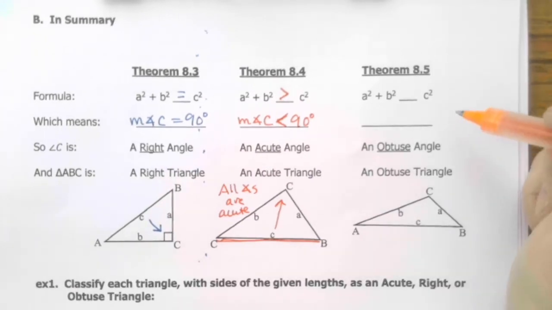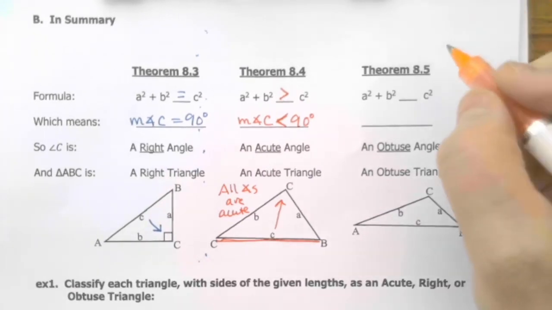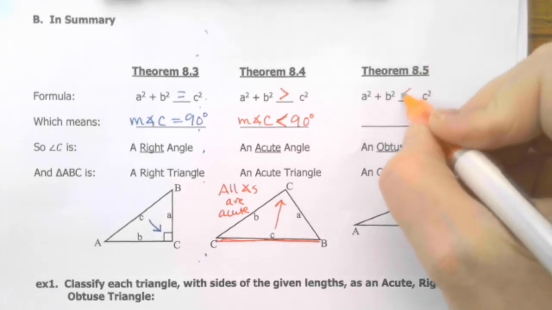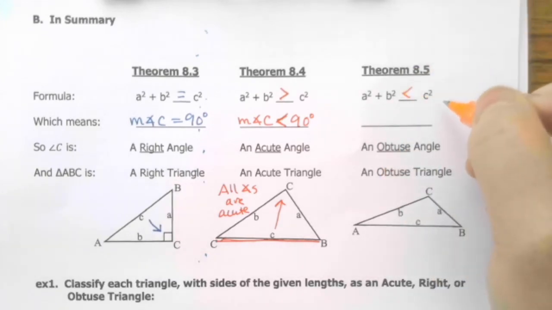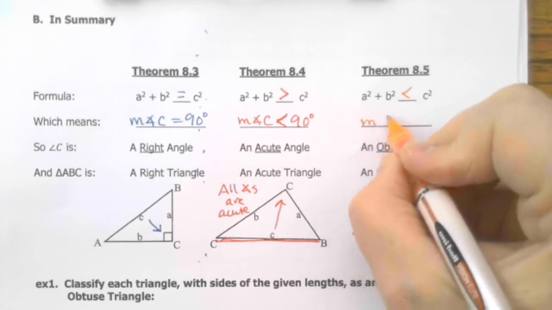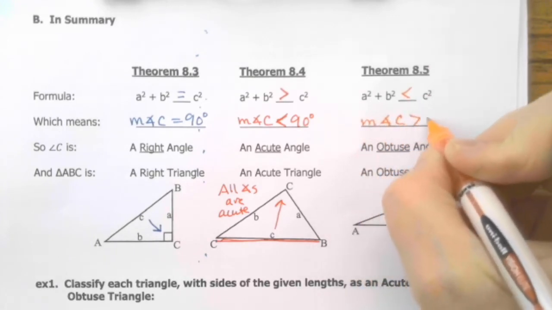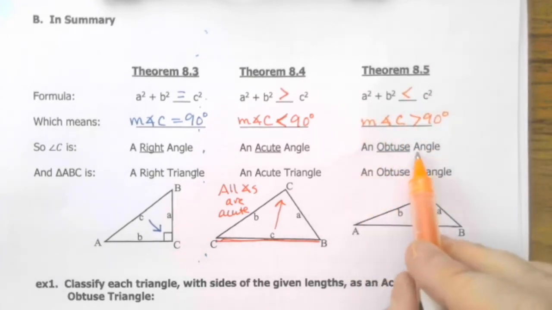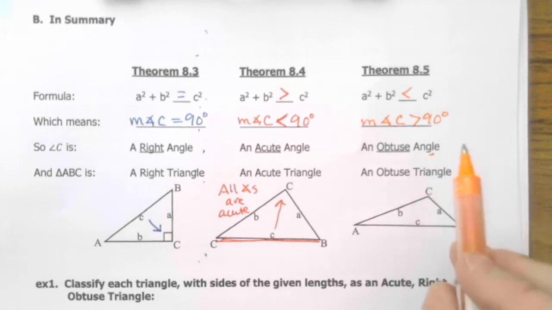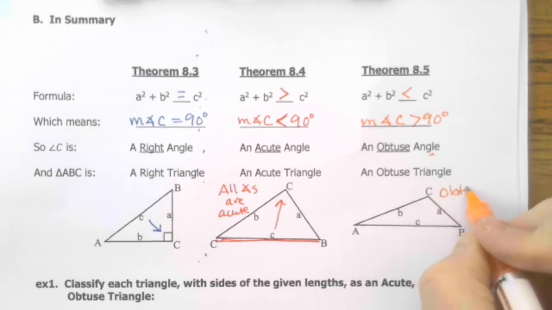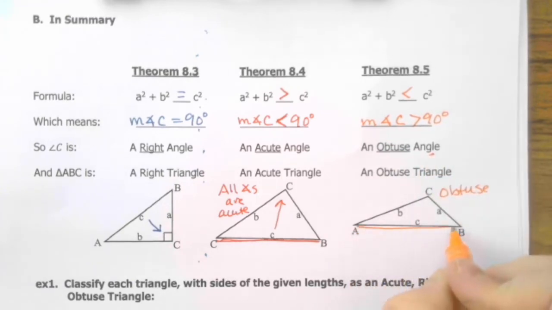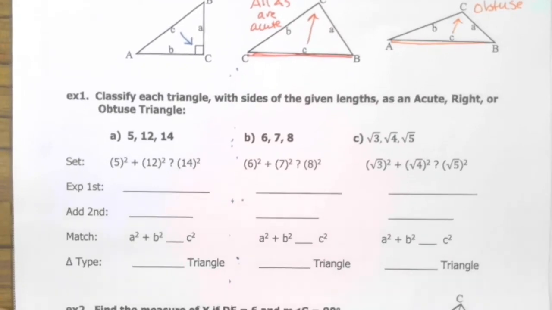Let's say that the longest side is really long. So A squared plus B squared is less than C squared. This thing's big. That means that the measure of angle C is greater than 90 degrees, which would make it an obtuse angle. If one angle of a triangle is obtuse, the whole triangle is obtuse. All right, let's practice this.